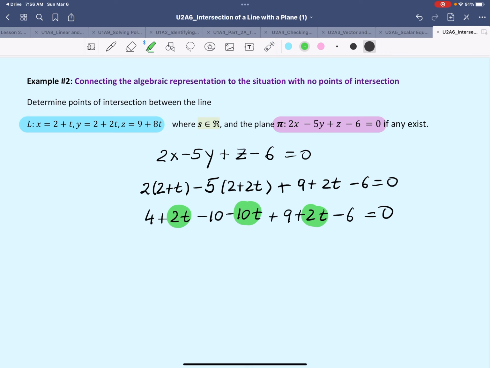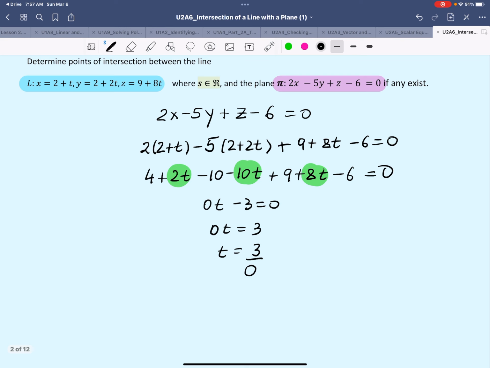And therefore, we're going to say we have 2 plus negative 10. This is 9 plus 8t, sorry. There we go. So we have 2 minus 10 plus 8, which equals 0t. For constants, we have 4 minus 10, negative 6, minus 6, negative 12, plus 9, negative 3. So we have 0t equals 3, which means that t must be 3 divided by 0.